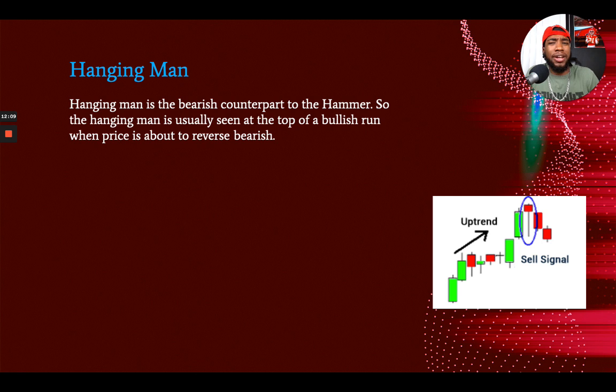Hanging man. So the hanging man is pretty much the bearish counterpart of the hammer, right? The hanging man you're going to see at the top of a bull run. So we see price uptrending, and now we see this hammer, right? Small real body, little to no upper wick or shadow. And then we had this long lower shadow, 2 or 3 times the size of the real body, right?